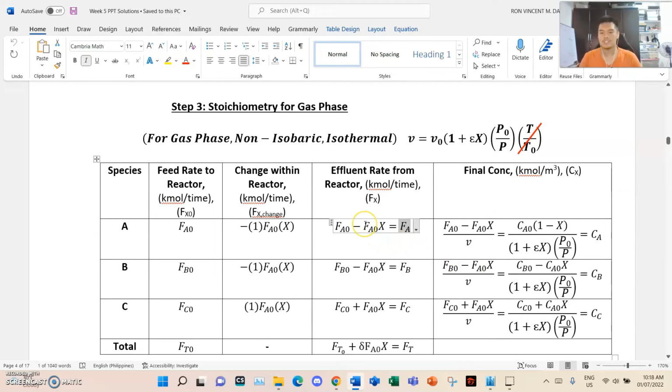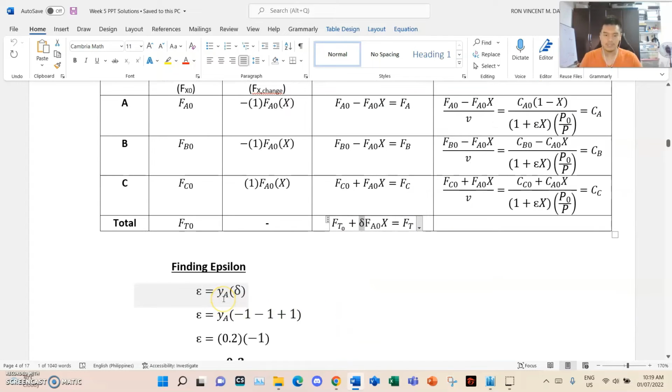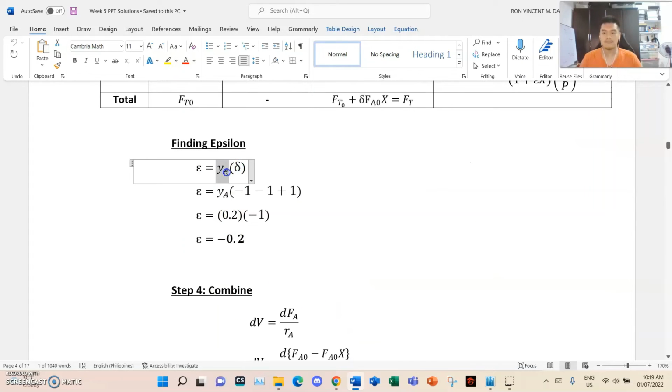Then we need to convert this into concentration form. So we'll divide it by the volumetric flow rate, which is v. And we already know that v has this form. So this is the final concentration form with regard to the outlet concentration of A, outlet concentration of B, and outlet concentration of C. And how do we find epsilon? Well, we need to find delta, and delta is the summation of all the coefficients in this line. And epsilon is simply equal to delta times the mole fraction of the reactant A.